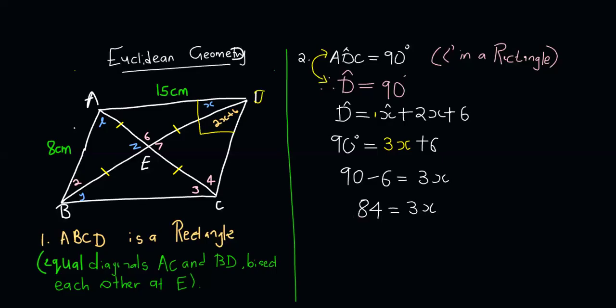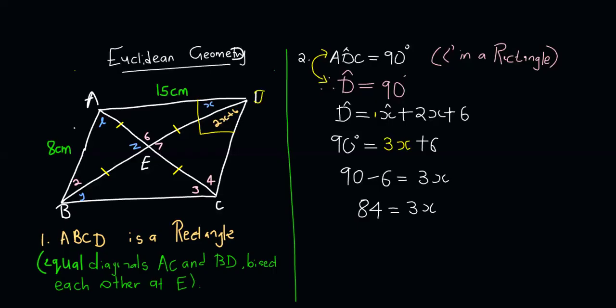Divide both sides by 3. Why do I divide both sides by 3? Who can explain to me why I divide both sides by 3? Then 3 is going to cancel 3. Yes, you divide both sides by 3 because math says what you do on the left hand side, you also do on the right hand side.